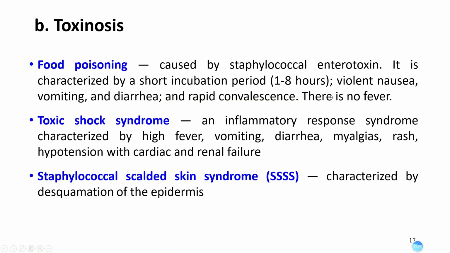Okay, the second type of infection is toxigenic infection, or we call it toxinosis. So this is the disease because of the production of toxin, such as food poisoning, the enterotoxin we mentioned just now. This toxin is characterized by a short incubation period. So after 1 to 8 hours, it can cause violent nausea, vomiting, and diarrhea, but it does not cause fever. So that's the enterotoxin.